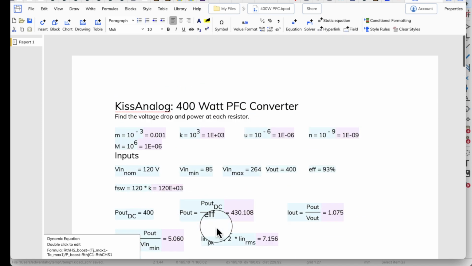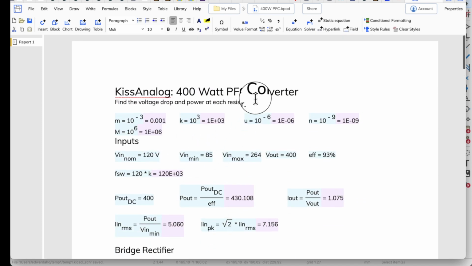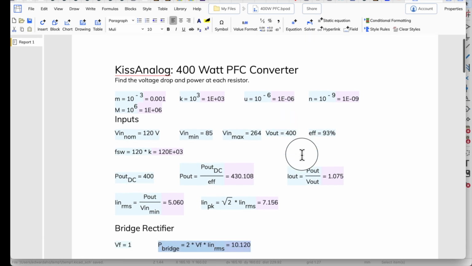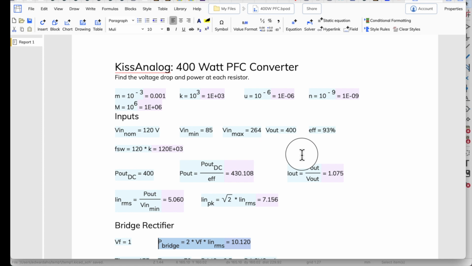Pretty cool, huh? And you can cut and paste, do all those things. And I'll show you this software more if you guys like it. I think I'm going to try it out for a little bit more. I think I'm going to like it. So far, I really do like it.